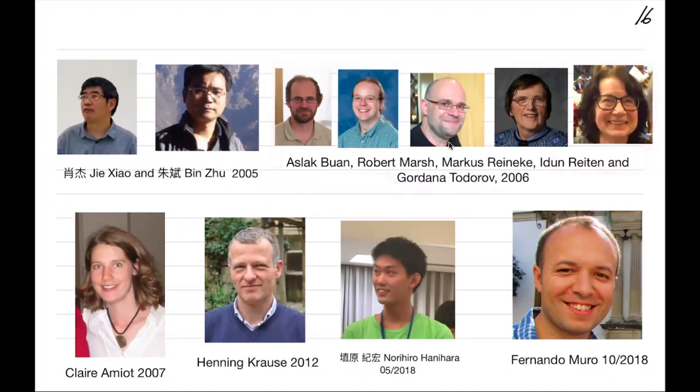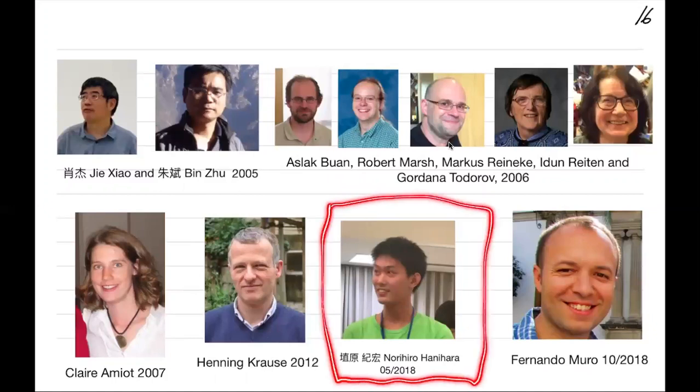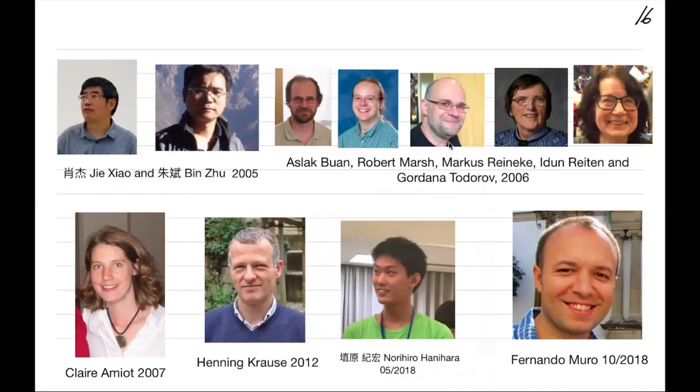Okay, then in 2007 we have Keller's work on the triangulated structure. Henning strengthened the foundations and determined the Auslander-Reiten quivers in the non-algebraically closed case. Then Hanihara put everything known into the nice framework of Auslander correspondence. And finally, Fernando wrote the final thing.